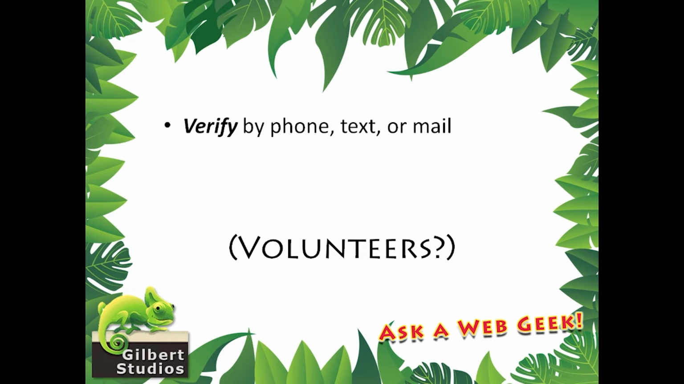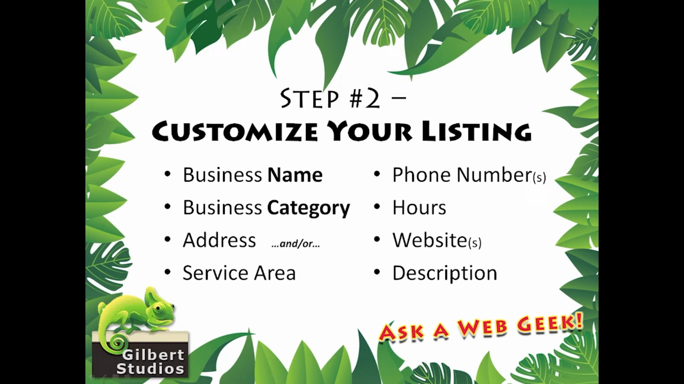And if the phone option doesn't work for you, you're going to have to do it a slightly longer way by using the mail. They'll send you a postcard in the mail. It takes 5 to 7 business days. And when you get it, you can come right on back to Google My Business, type in that number, and you've verified your listing. So in some way, you need to verify that you are who you say you are, either by the phone number or the address that they have on file. That's the first step, claim your listing.